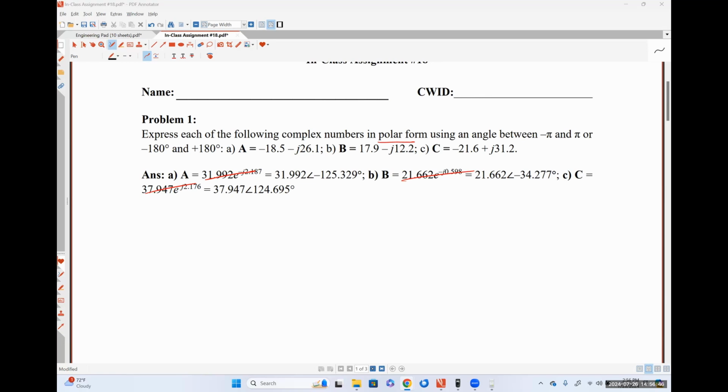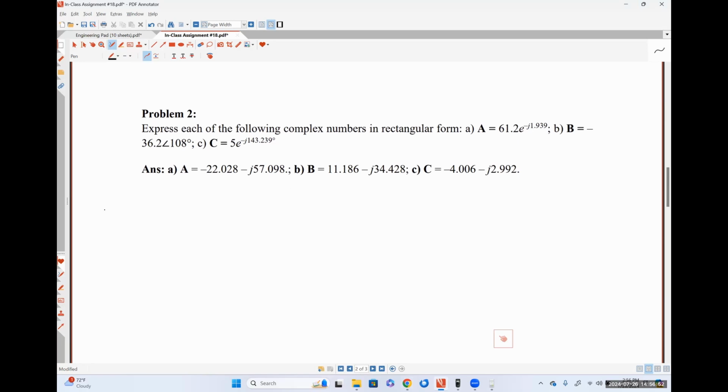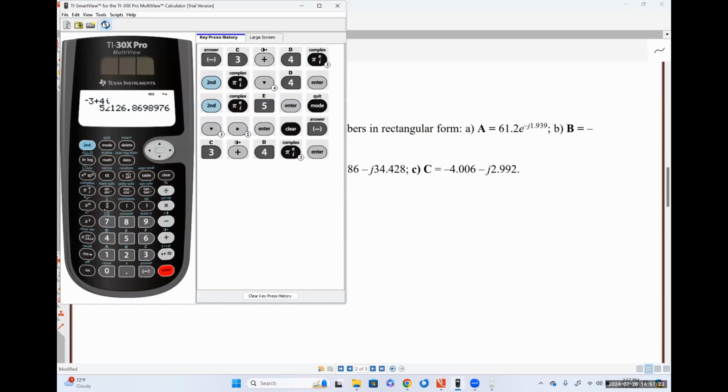All right. So in problem 2, we are effectively just doing the opposite, okay? We are asked to express each of these complex numbers that are in a combination of exponential form and polar form and put them in rectangular. Baylor, what kind of calculator do you have? TI 36. All right. So we're running the whole gamut here. Good deal.